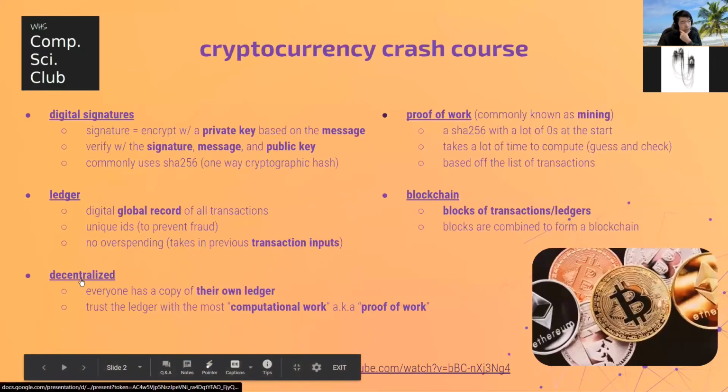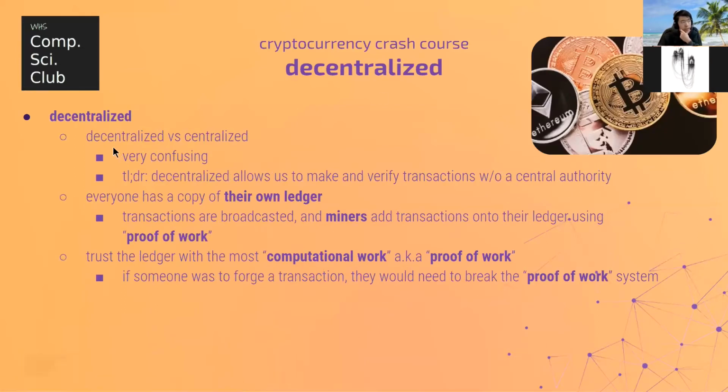And then decentralized. This is just a concept. It's pretty confusing, decentralized versus centralized, but basically decentralized allows us to make and verify transactions without a central authority. So there is no government doing all of this stuff. There is no group that's in charge of it. Instead, the public is doing all of this. And that's the important thing about Bitcoin, which is why it's so special.